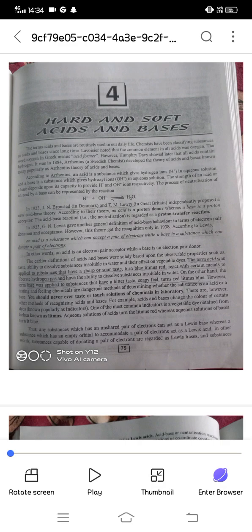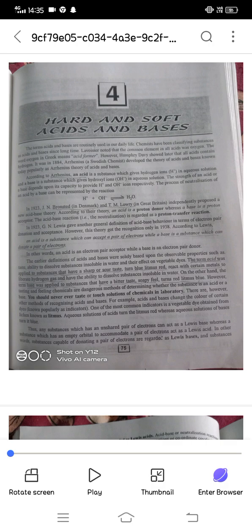In 1923, G.N. Lewis gave another general definition of acid-base behavior in terms of electron pair donation and acceptance. However, this theory got recognition only in 1938. According to Lewis, an acid is a substance which can accept a pair of electrons, while a base is a substance which can donate a pair of electrons. In other words, an acid is an electron pair acceptor while a base is an electron pair donor.